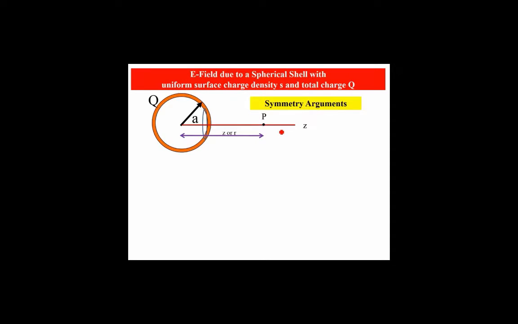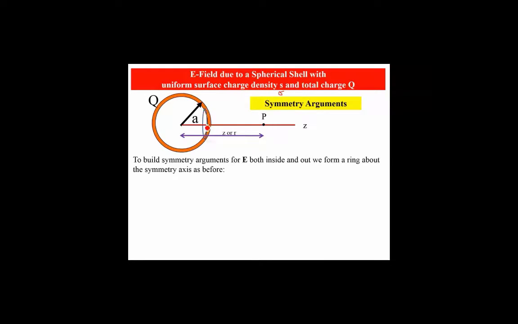Another related problem is just a spherical shell. Let's say we have a surface charge density, which this should be a sigma, like that, and a total charge Q. We'll quickly go through the symmetry arguments. We do the same thing as we did before. We form a ring such that it is in the surface. Here's the surface of the spherical shell. So this ring is in the surface.